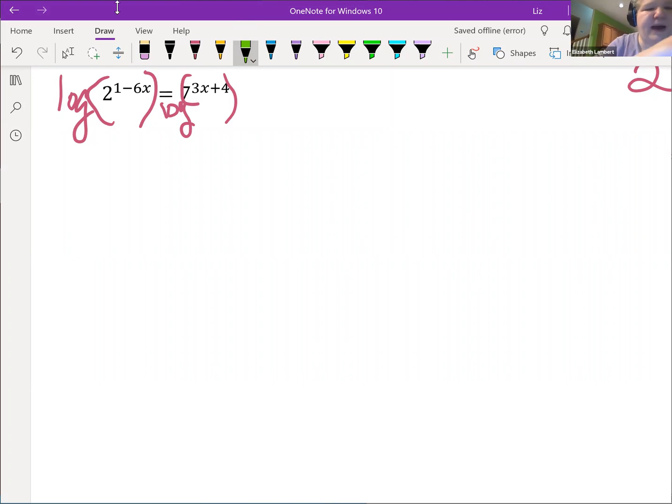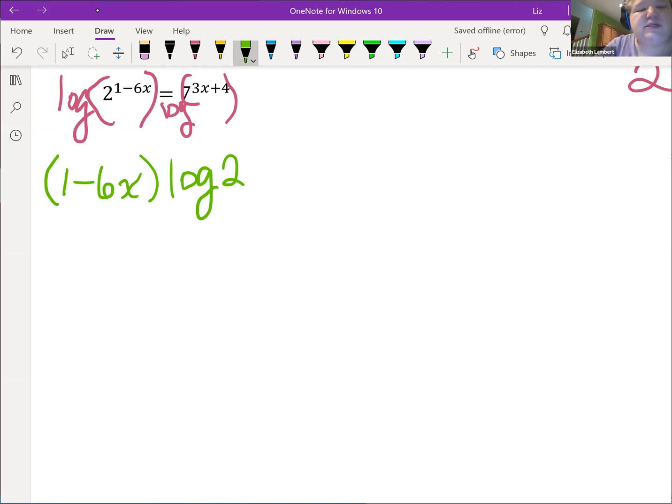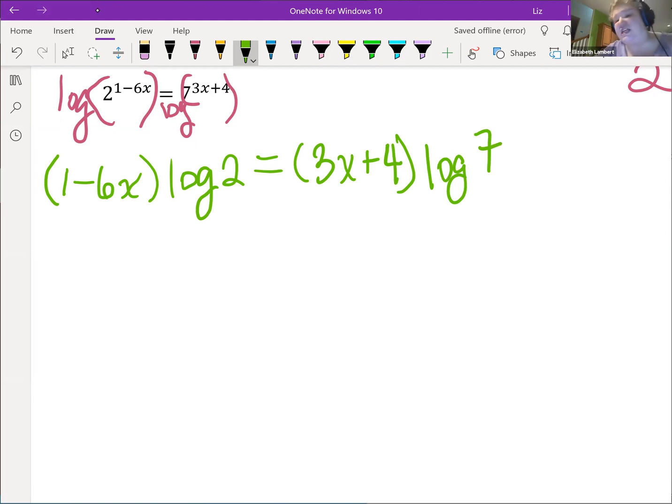So we're going to bring the powers down. Now, since the log of 2 and the log of 7 are not going to go away, make sure those powers come down in safe math parentheses. So here's 1 minus 6x on the line. And this is now times whatever decimal the log of 2 is. And then over here, the 3x plus 4 comes down. And this is times the log of 7, which is some slightly different ugly decimal.